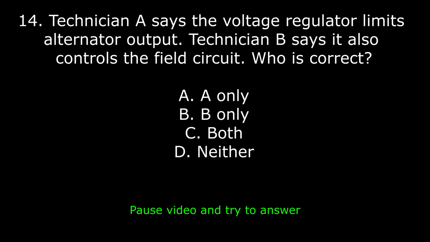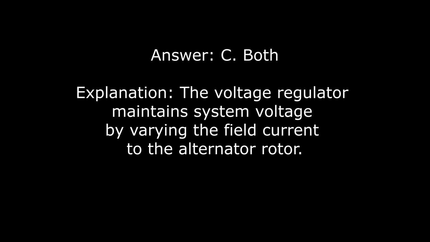14. Technician A says the voltage regulator limits alternator output. Technician B says it also controls the field circuit. Who is correct? A. A only. B. B only. C. Both. D. Neither. The answer is C. Both. Explanation: the voltage regulator maintains system voltage by varying the field current to the alternator rotor.